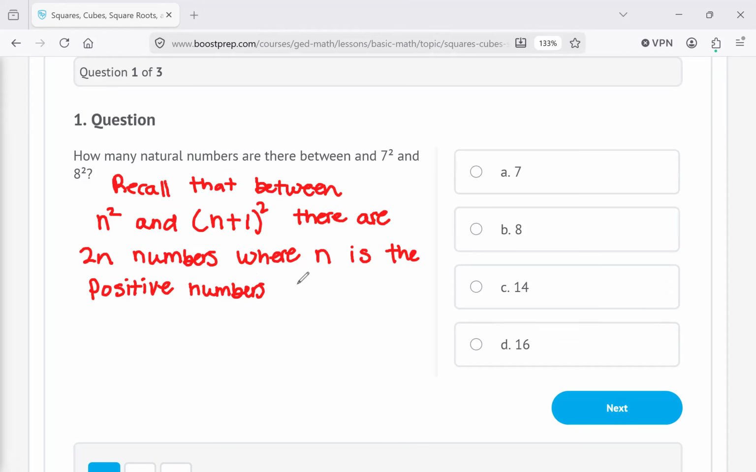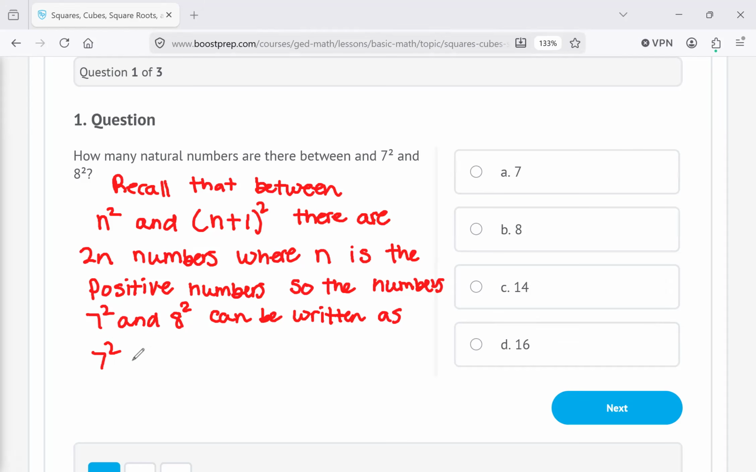So the numbers 7 squared and 8 squared can be written as 7 squared and (7 plus 1) squared. So n equals 7. Find the value of 2n.